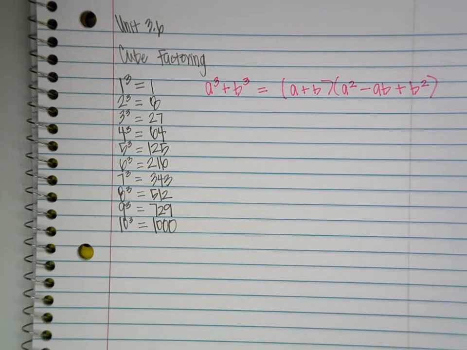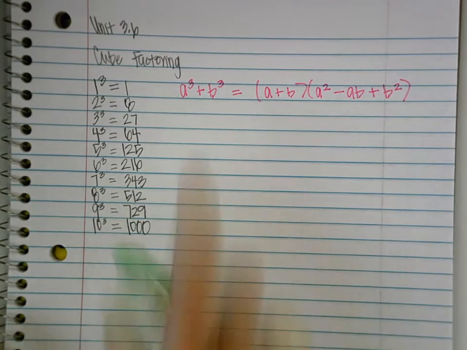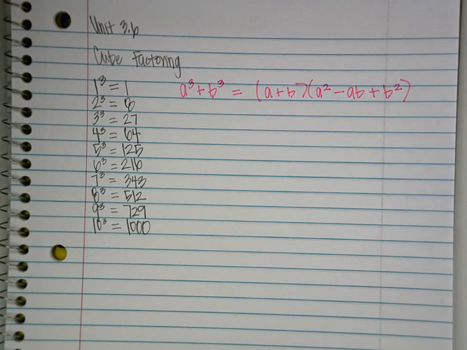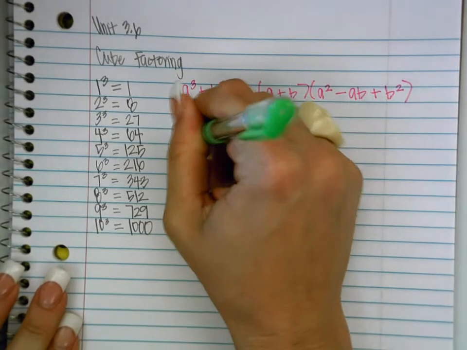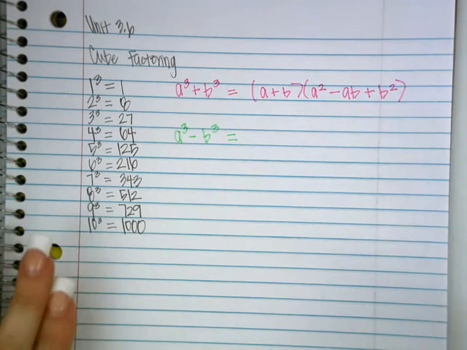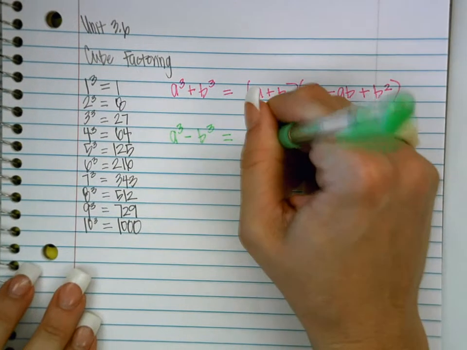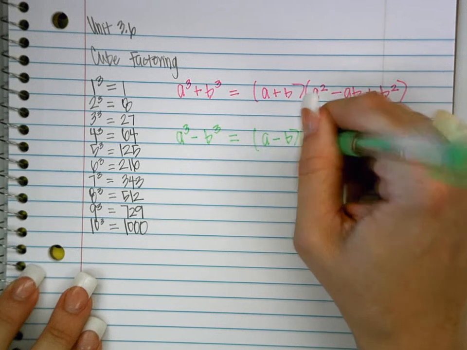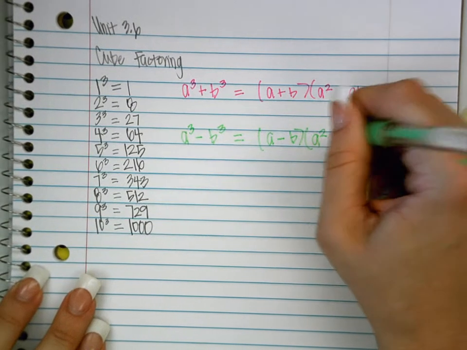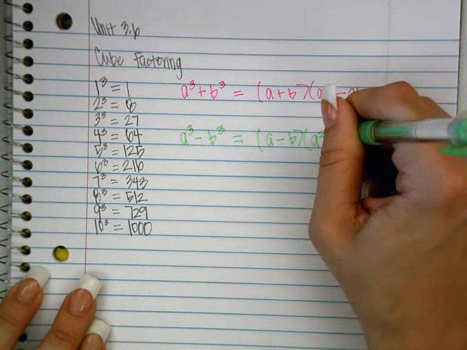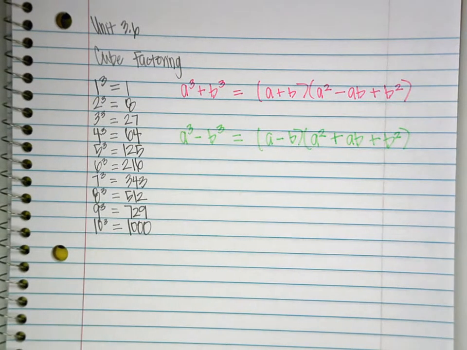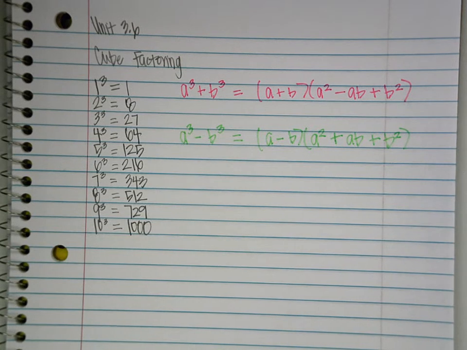A cubed plus b cubed is called addition of cubes. You also need to know something called subtraction or difference of cubes. Difference of cubes would be a cubed minus b cubed, and that is equal to a minus b times a squared plus ab plus b squared. You need to memorize these formulas or these patterns, because this is how all of your homework is going to be today. You have to have this pattern memorized.